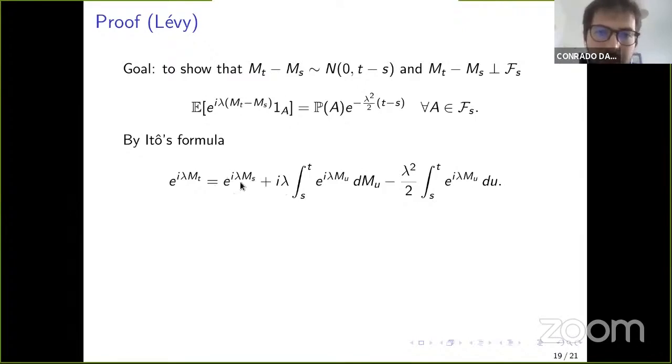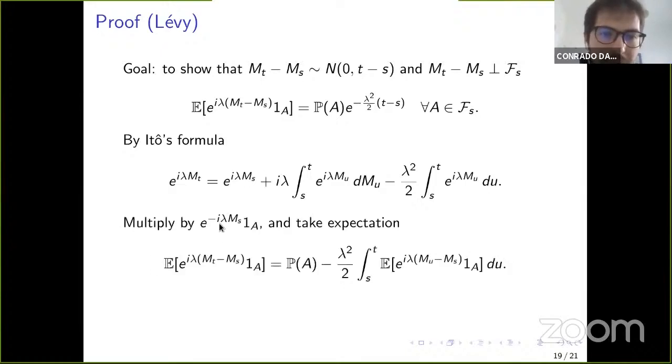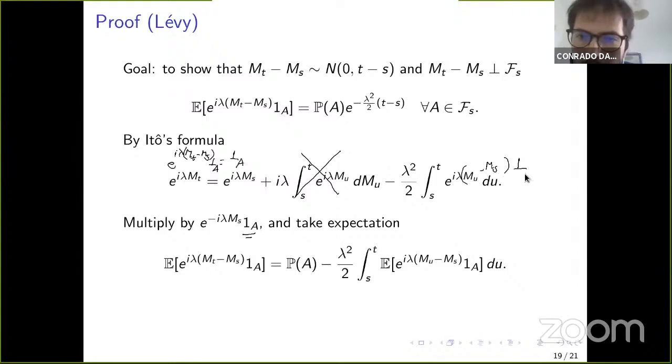Basically, what we do is multiply both sides by e to the minus i lambda M_s times the indicator function, so that we can obtain on this side here the indicator function of A, and here is e to the i lambda (M_t minus M_s) times the indicator function of A. These objects here, after we take expectation, do not matter anymore because it's a martingale, so the expectation goes to 0. Here, what we have, that's actually not upstairs, but downstairs. So let me close this parenthesis here, right?